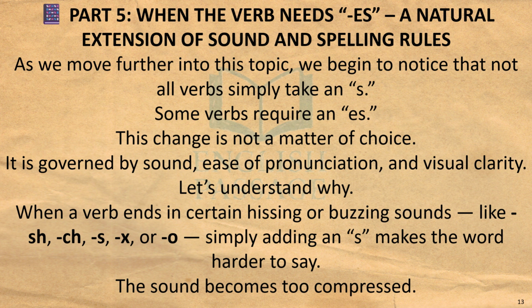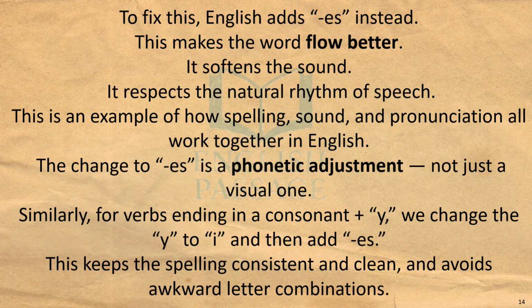Let's understand why. When a verb ends in certain hissing or buzzing sounds, like sh, ch, s, x, or o, simply adding an S makes the word harder to say. The sound becomes too compressed. To fix this, English adds ES instead. This makes the word flow better. It softens the sound. It respects the natural rhythm of speech. This is an example of how spelling, sound, and pronunciation all work together in English. The change to ES is a phonetic adjustment, not just a visual one.